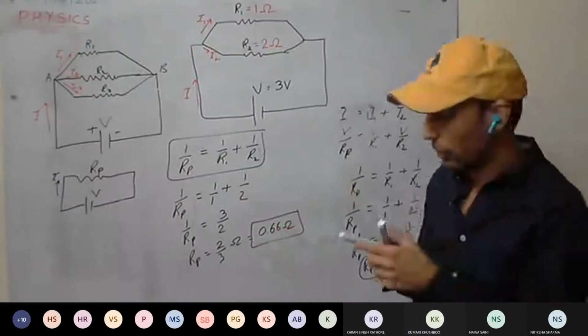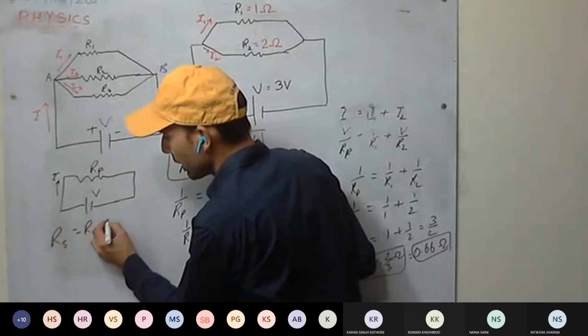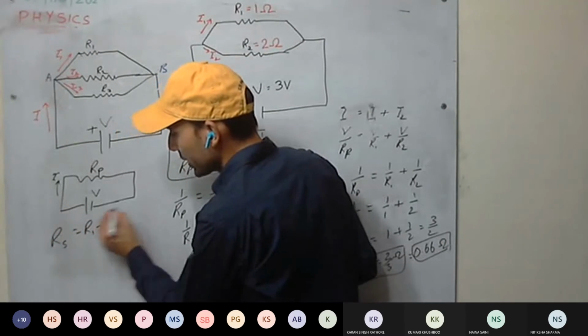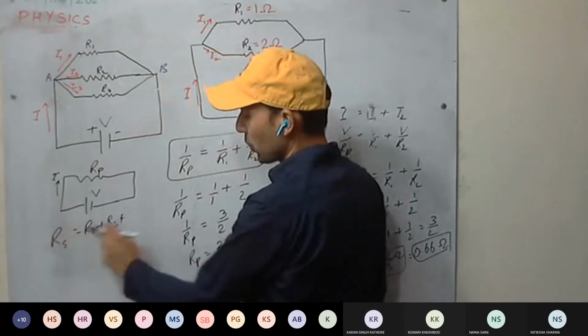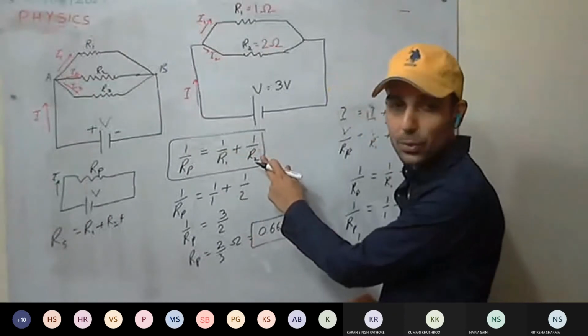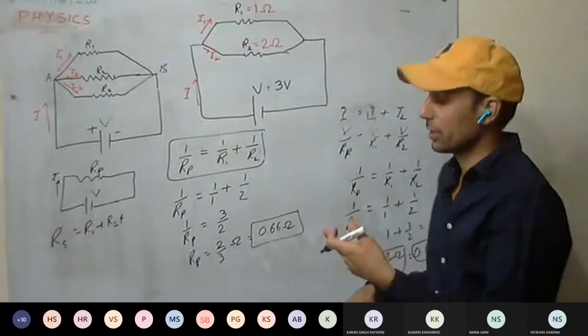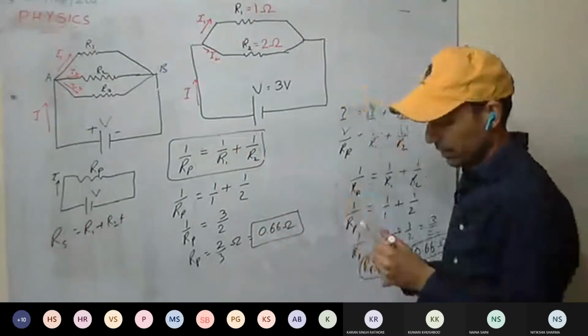Okay. You have to remember this formula. Series is simply add them. You can see when we are adding, the equivalent is always more. And here, we have to take the reciprocal of each resistor, then add them, then again take the reciprocal. That will be the equivalent resistance.